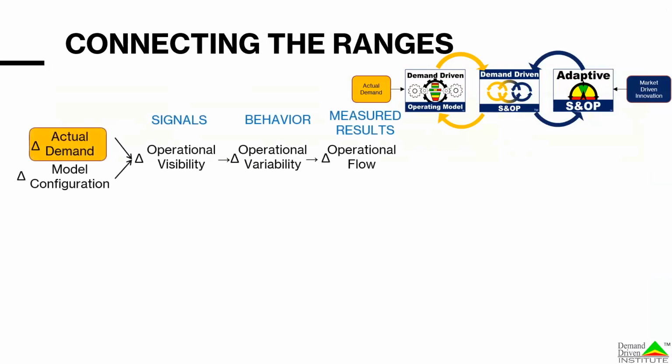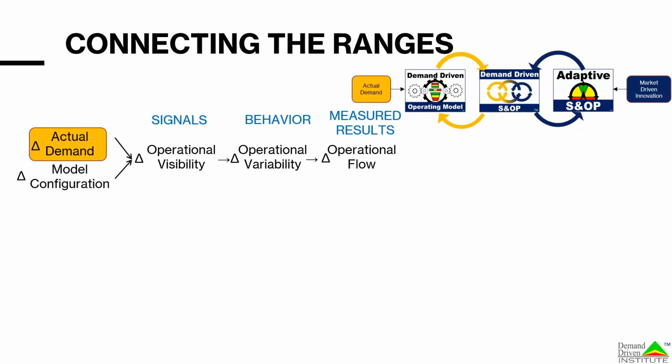All right, so here we've got the operational range. What we see is actual demand and the configuration of the model. They combine to give us the operational visibility, the signals for what to do. The signals with relative strength. In DDMRP, what would it be? Planning priority, on-hand status, okay? Then that leads to the behavior we want, which leads to the measured result we want. Okay, fine. That's the operational aspect of DDMRP.